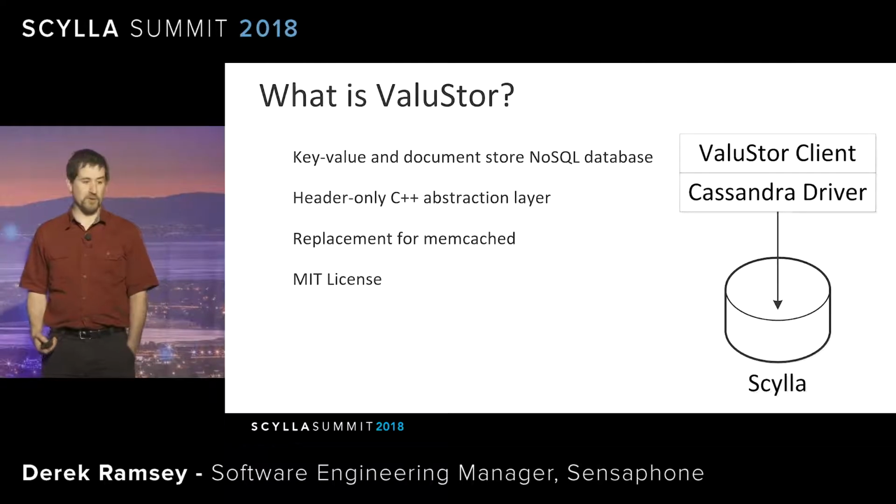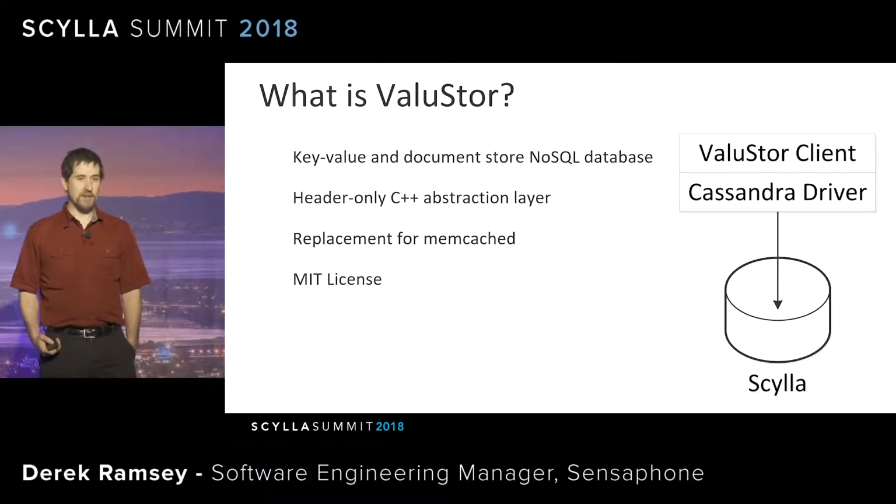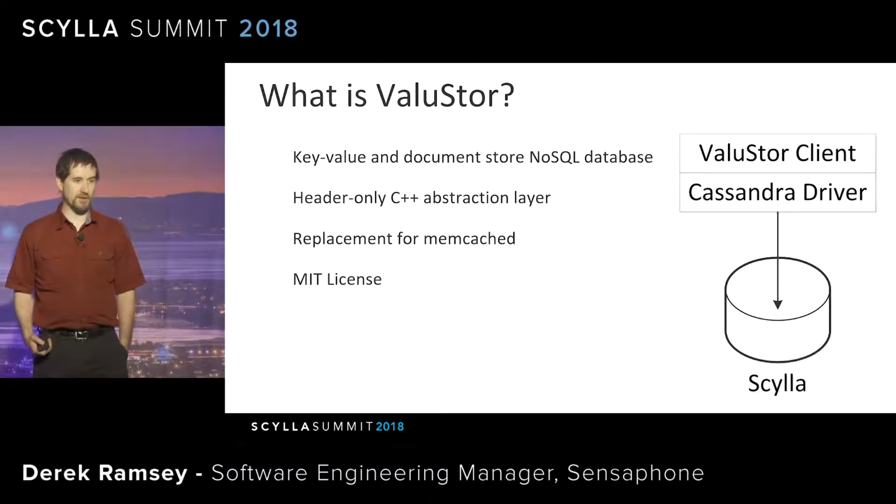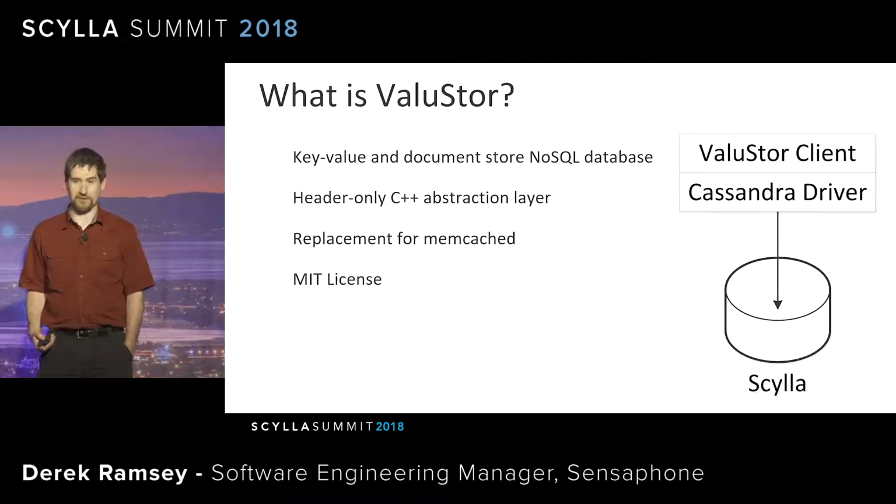What is ValuStor? ValuStor is a key value and a document store NoSQL database. It's a header-only C++ abstraction layer, and it basically has 3 components: the ValuStor client itself, a Cassandra driver, and a back-end Scylla database. It was designed originally as a Memcached replacement, and it's licensed with an MIT license.